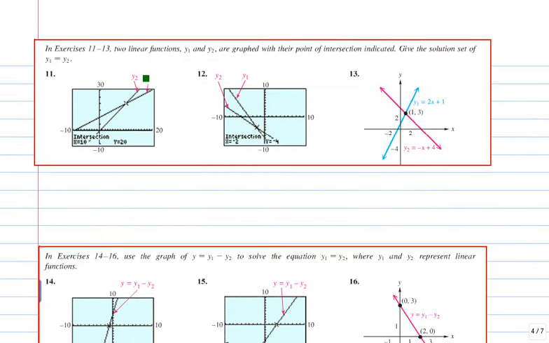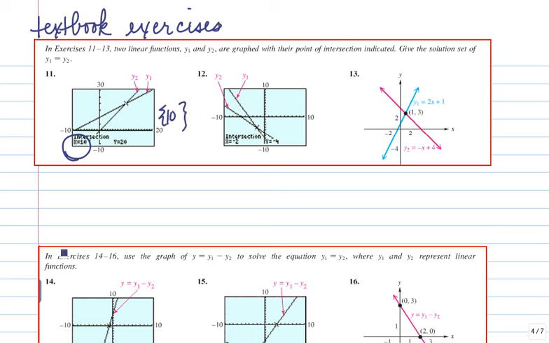In these problems, we have two linear functions, y1 and y2, that are graphed, and their point of intersection is indicated. Give the solution set of y1 equals y2. These problems actually came from the textbook exercises. And so we know that y1 is equal to y2 at the point of intersection. So all you need to answer here when it says to give the solution set is just the value of x. So x equals 10 would be the solution to the first one.